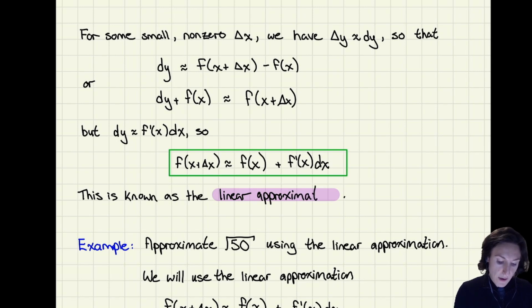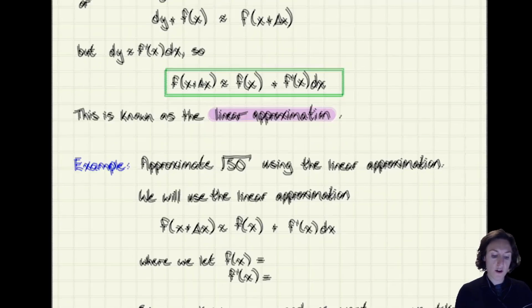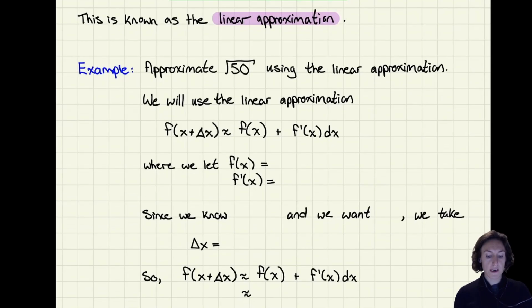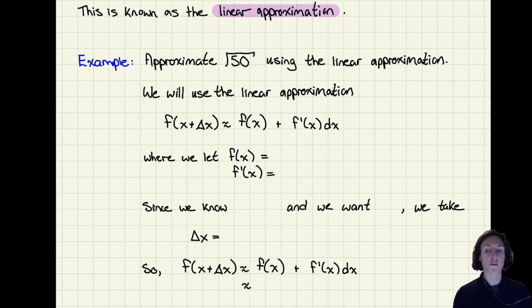And this can be used in many health science applications, but it can also be used just in mathematics in particular. So let me show you an example of where we just use this in general mathematics, and then an application where it can be applied in life sciences. So say I don't have a calculator and I want to approximate the square root of 50 using the linear approximation. Okay, well, what exactly does that mean? How do I do that?